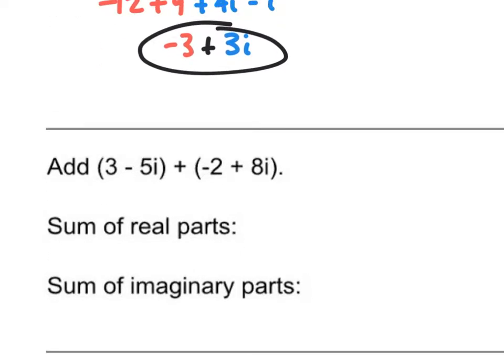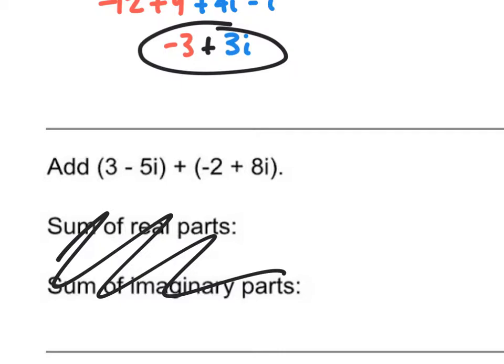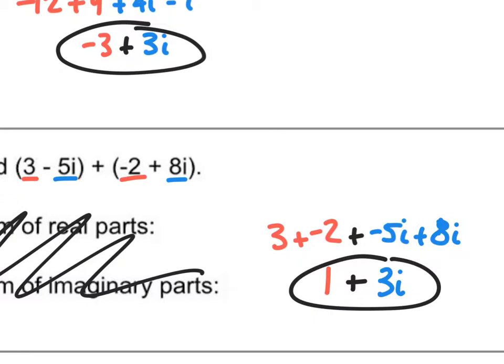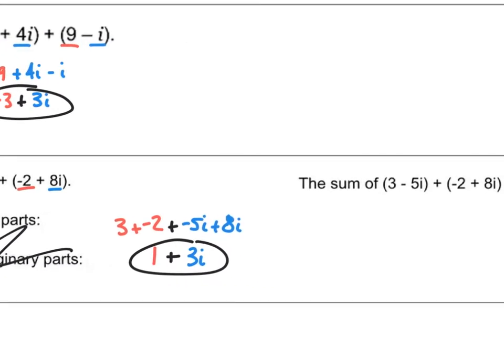Let's go through the next one. I'm just going to combine like terms just like I did in the last one. I'm going to rewrite this as 3 plus negative 2, and then negative 5i plus 8i. 3 plus negative 2 gives me a value of 1, and negative 5i plus 8i gives me a positive 3i. So nothing major, just combine like terms, just like you would if you were adding variables.